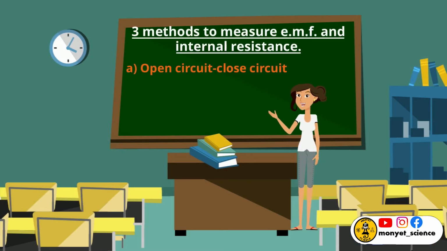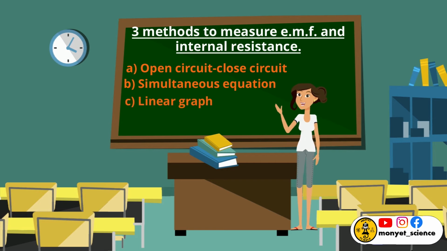There are 3 methods to measure EMF and the internal resistance. The first method is the open circuit closed circuit. The second method is the simultaneous equations. The third method is the linear graph.